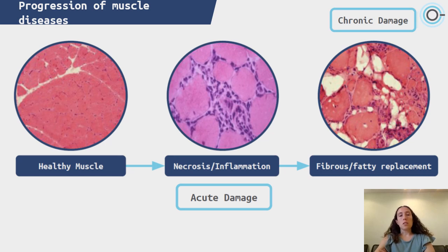So even though muscle diseases can be very different clinically, usually most of them have common changes at a pathological level. To the left, you can see a muscle biopsy from a healthy muscle. And then in muscle conditions, usually there are acute changes such as necrosis and inflammation that repeat themselves over time, leading to chronic damage, which is mainly made up of fibrous and fatty tissue replacement. So the muscle is progressively replaced by fibrous tissue and fat infiltration.